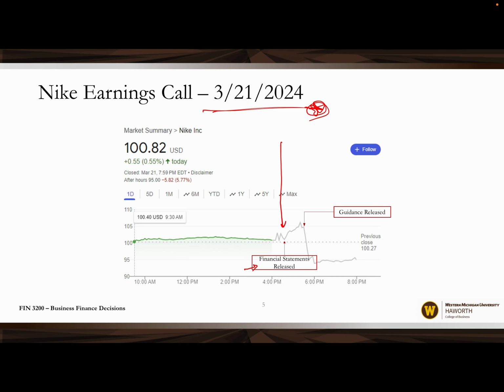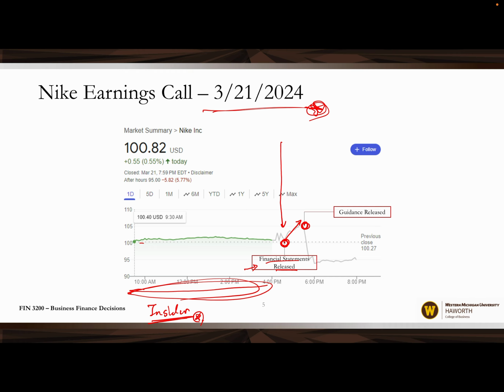So insiders know, during this time period, what the number is going to be before it's released to the public. But the market price doesn't move that much until the information actually becomes public, which are this point and this point. Okay, so at this point, financial statements were released. So the numbers were good. That's why the prices went up all the way up here.